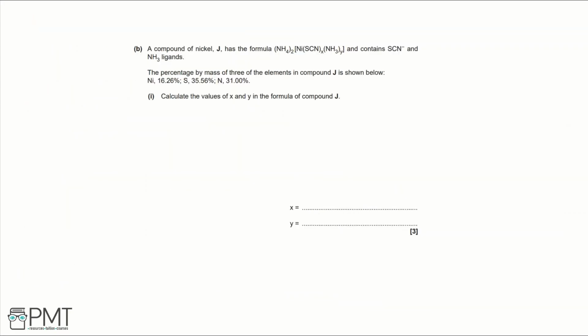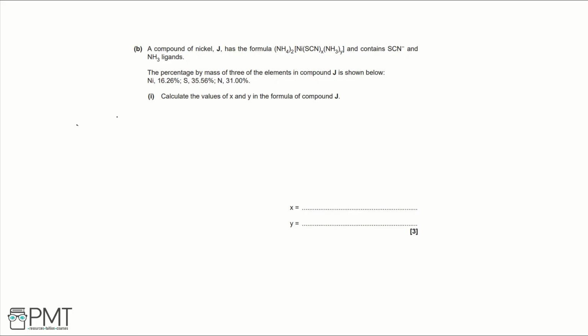Part B. A compound of nickel J has the formula (NH4)2Ni(SCN)x(NH3)y and contains SCN- and NH3 ligands. The percentage by mass of 3 of the elements in compound J is shown below. Ni is 16.26%, S is 35.56%, N is 31.00%. Part 1. Calculate the values of X and Y in the formula of compound J.